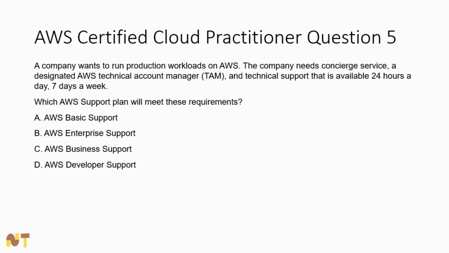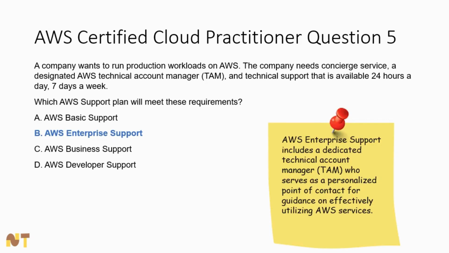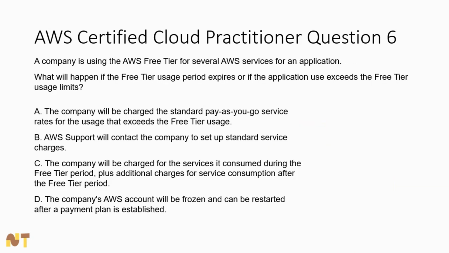AWS Enterprise Support also includes 24 by 7 technical support, ensuring that assistance is available around the clock for critical issues or emergencies. Hence, the correct answer is B. Other listed options do not provide a designated technical account manager, concierge service, or 24 by 7 technical support. Moving on to our next question.